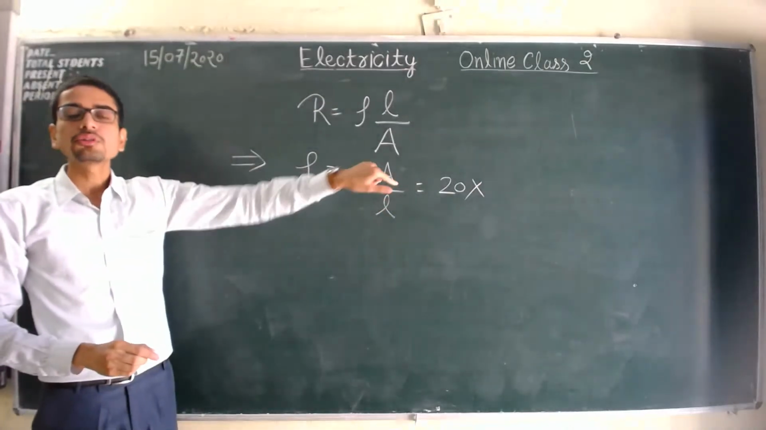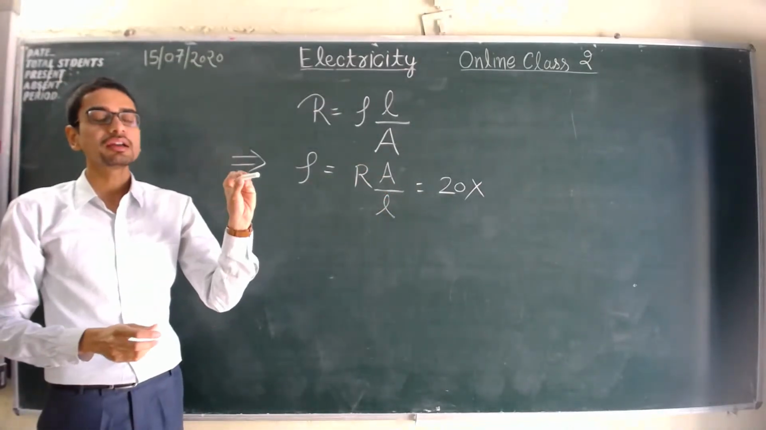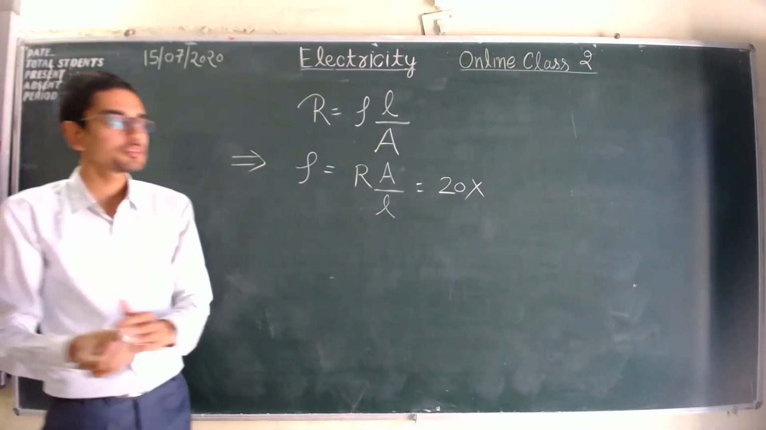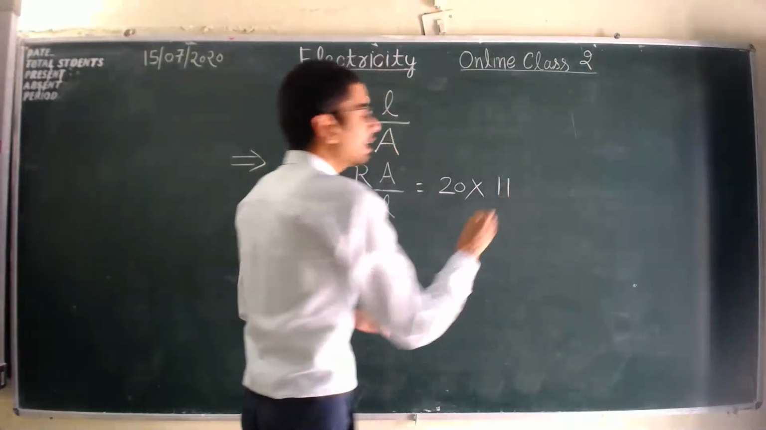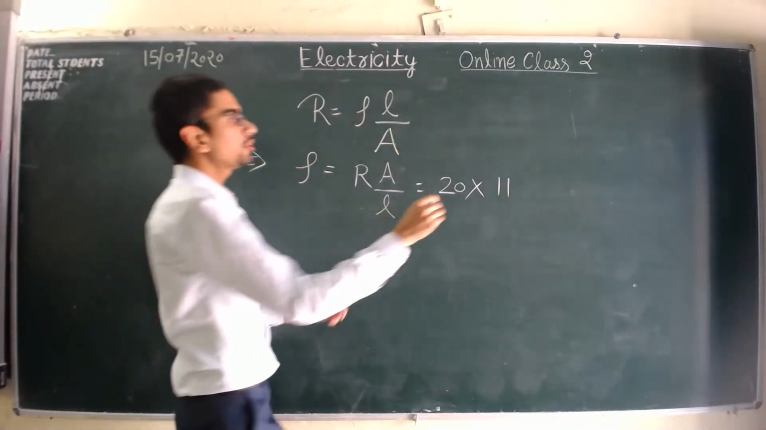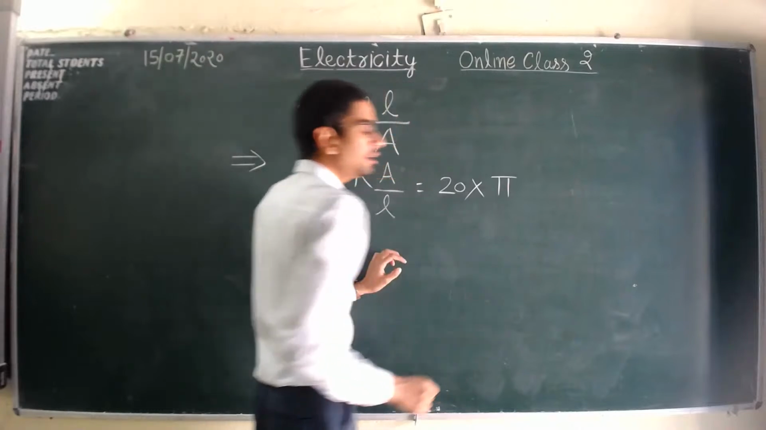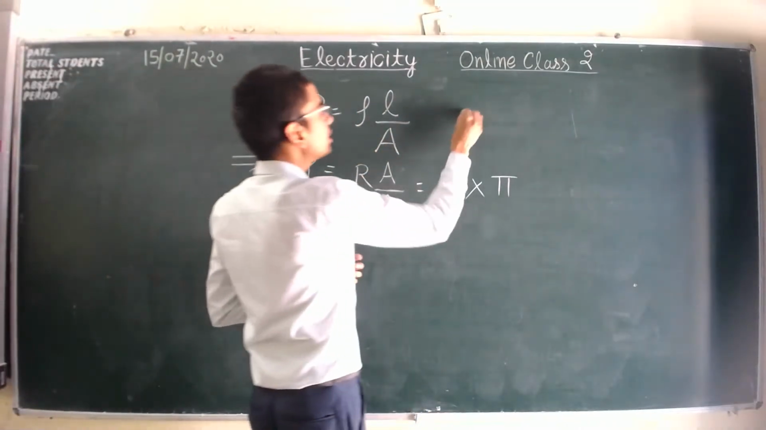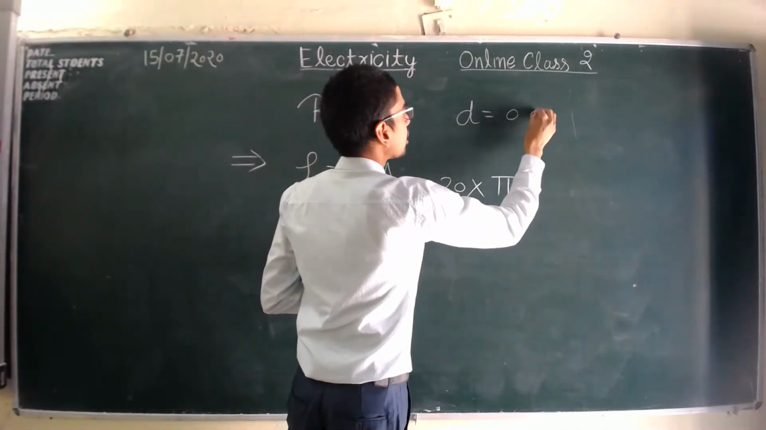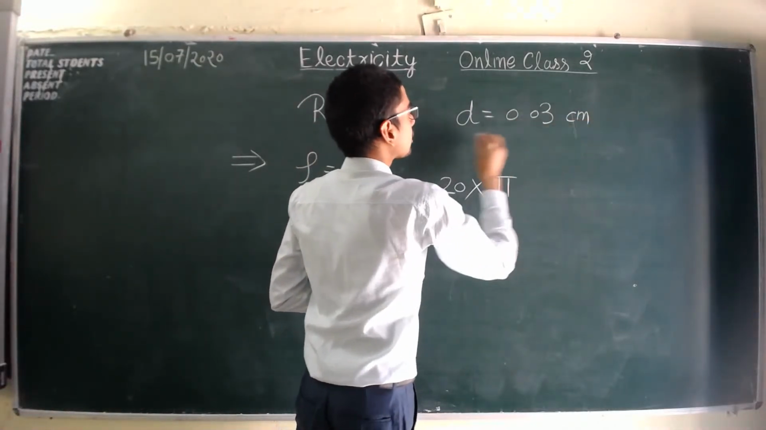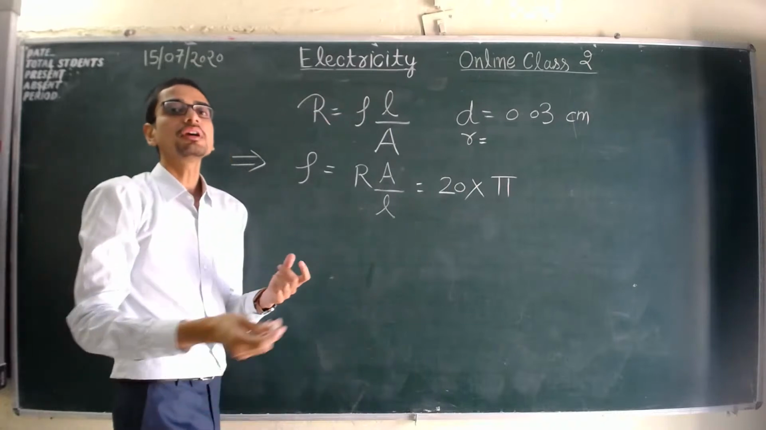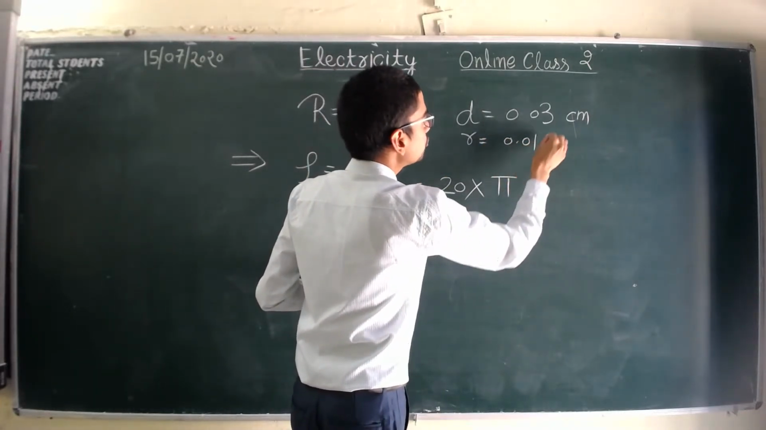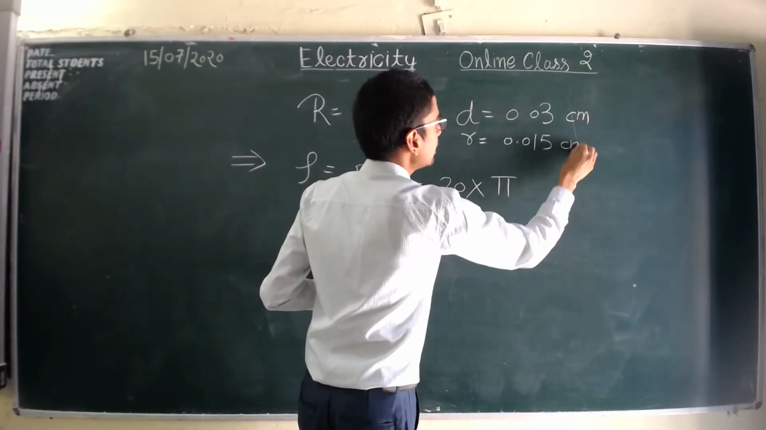Area of cross section of wire. This is a wire. Its cross section will be a circle. The area of that circle is pi r square. So you were given the diameter. So in terms of diameter, what will it be? You can find R from D. D was 0.03 centimeter. So what will be R? Very easy. R will be half of this, 0.015 centimeter, right?